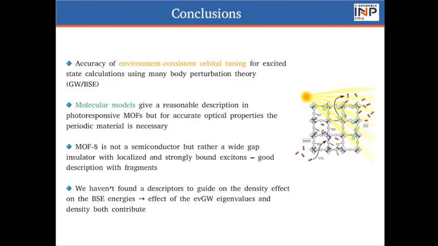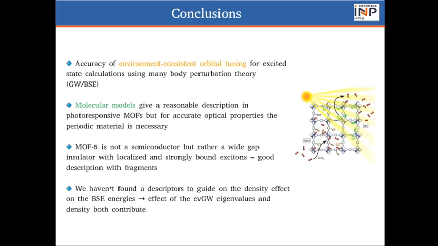So to conclude, I talked about this environment-consistent orbital-tuning scheme that works relatively well for different kinds of molecules. For the photoswitch matrix, I described the optical excitations and showed that you can use the fragment model with a very decent qualitative view, but it cannot be quantitative. For this, we need the full periodic MOF.